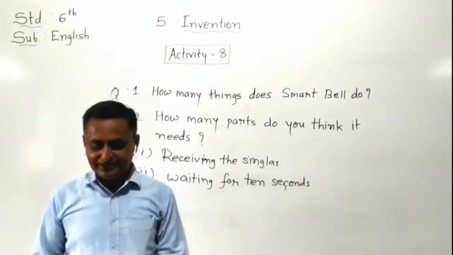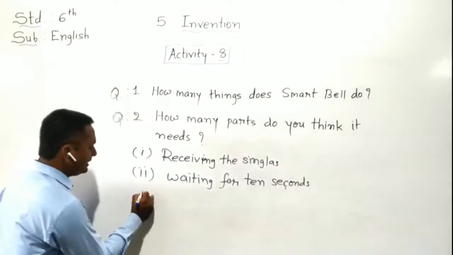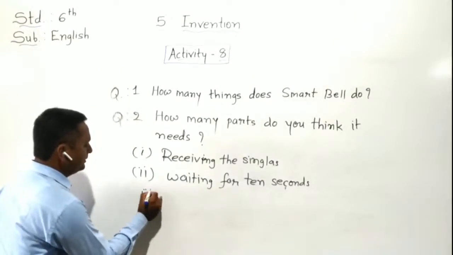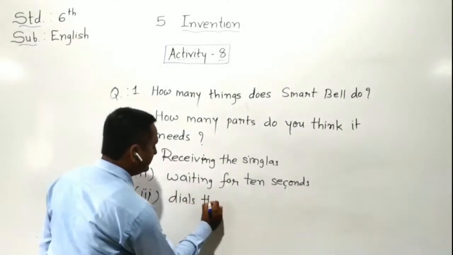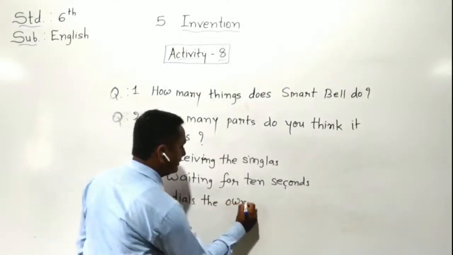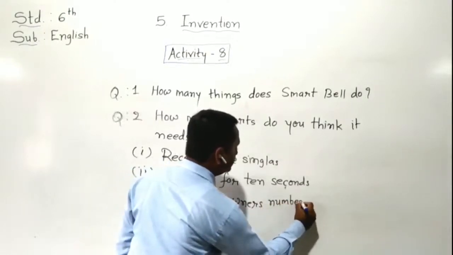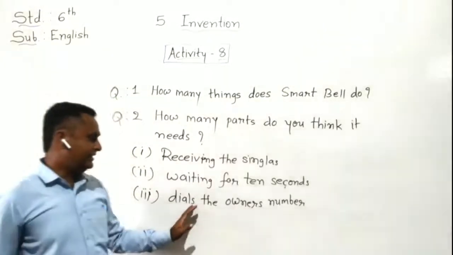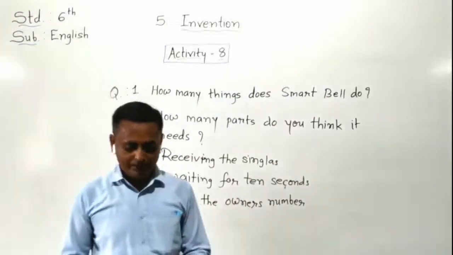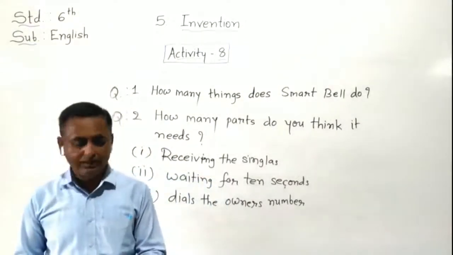Then the third step is given here. After 10 seconds, dial the owner of the house. After 10 seconds, what does it do? It dials the owner's number. After waiting 10 seconds, it dials the owner's phone number.